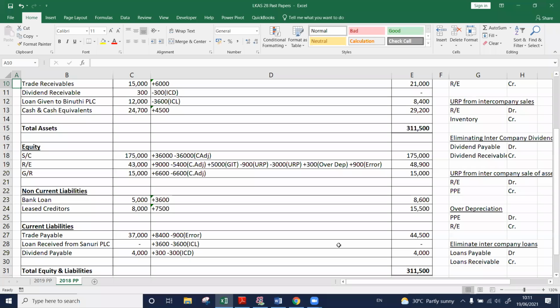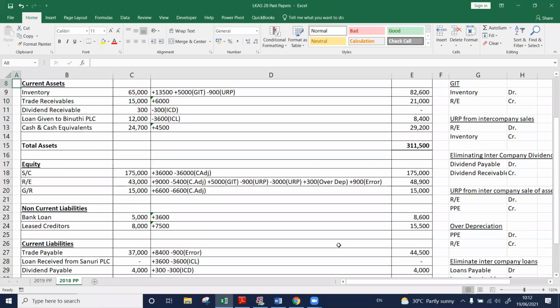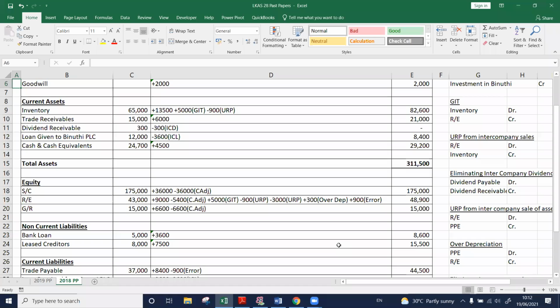Right. So in 2019, we tested on investment in associates. In 2018, we tested on investment in joint ventures, right? And if you go through the other past papers, you would find both these sorts of investments in one sum. So you need to be careful when treating those adjustments, whether that particular acquisition is an associate or a joint venture.